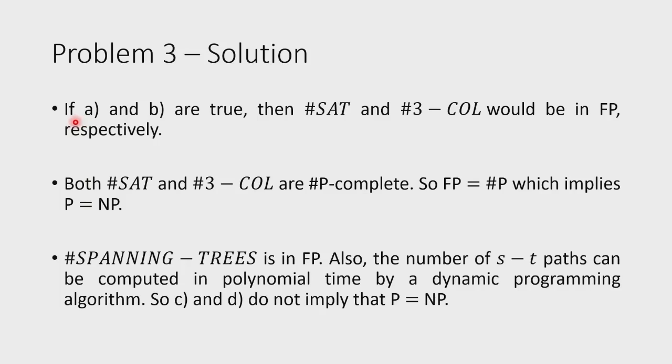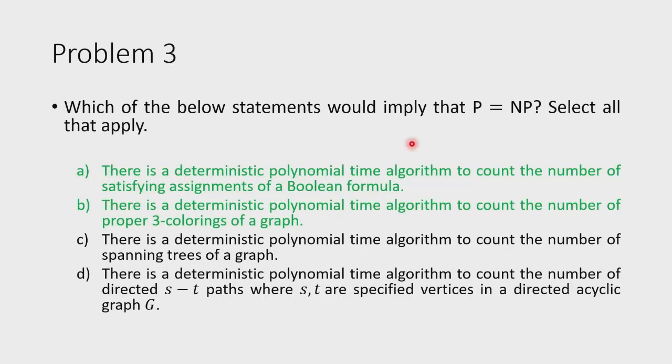So if A and B are true, then #SAT and #3-colorable would be in FP respectively. Now both #SAT and #3-colorable are #P-complete. So if these are in FP, this implies that FP equals #P, which, as we saw in the previous question, implies that P equals NP. So if A and B are true, we can conclude that P equals NP.